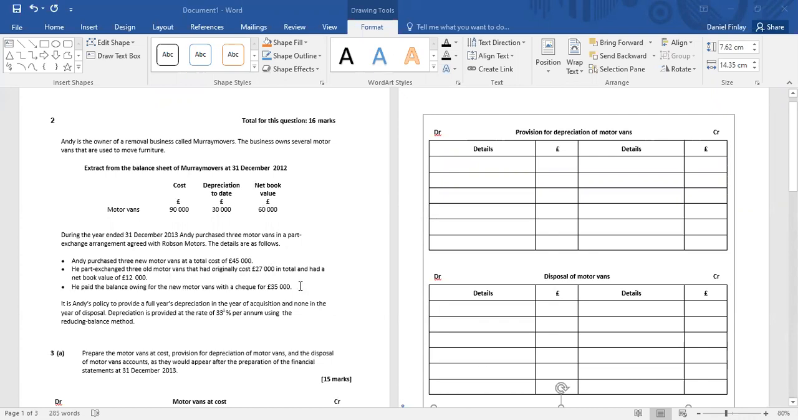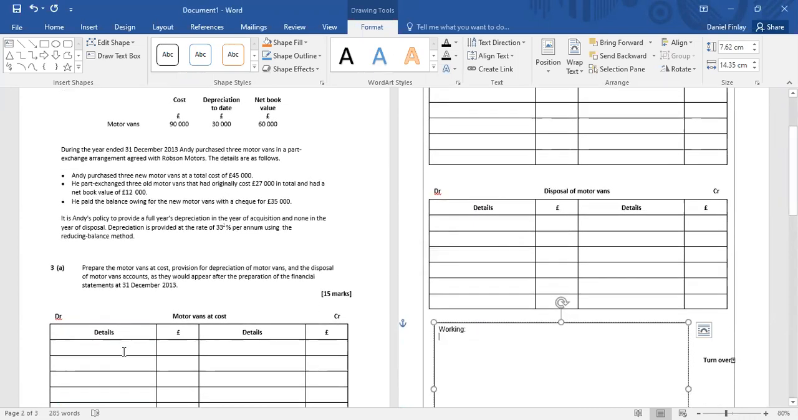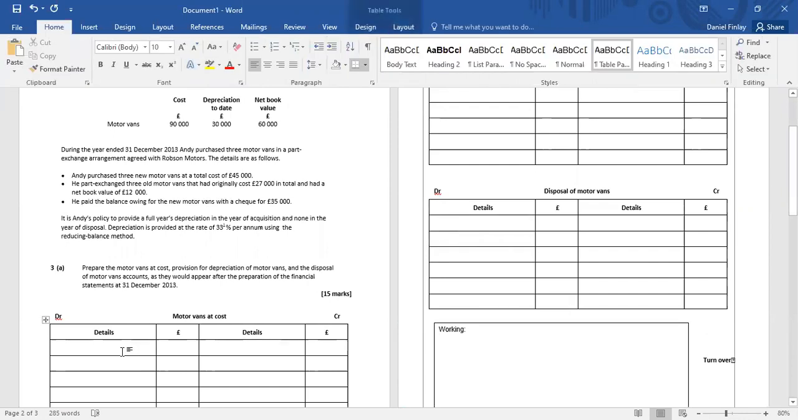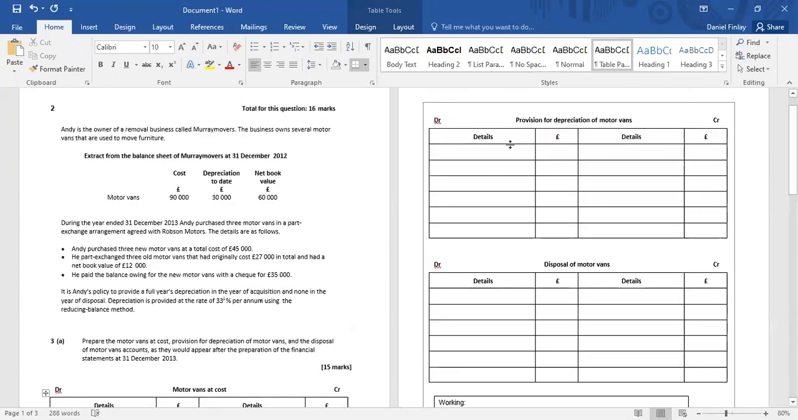Okay, so the first thing we're going to do is put these numbers in the T accounts. The motor vans cost was 90, so that's going to go to the motor vans at cost. Motor vans is an asset, so it'll be on the debit side. So I have balance BD, which is £90,000. Depreciation will be on my provision for depreciation, and provisions are always credit because that's going to reduce the value of my asset. So my balance BD there is 30,000. Now the 60,000, that's net book value, that doesn't actually go in my T accounts.